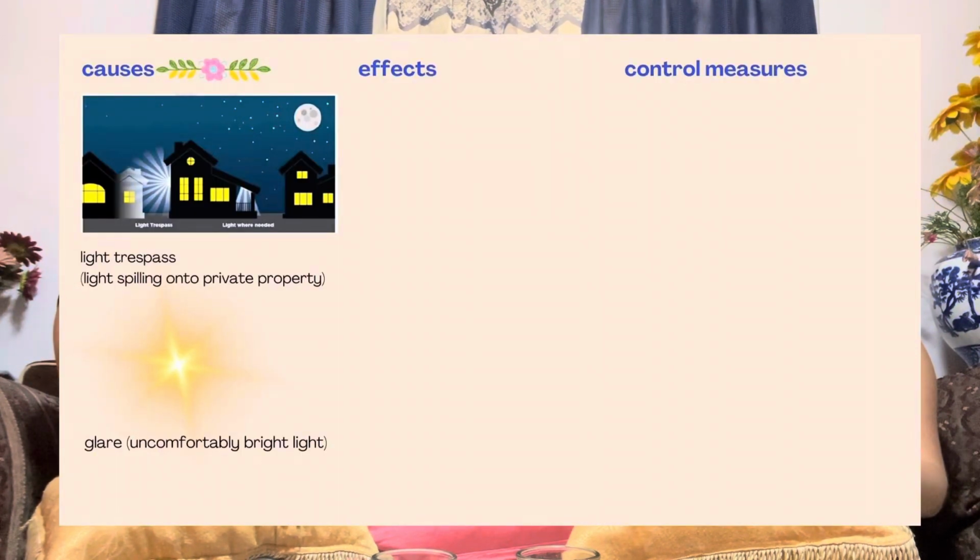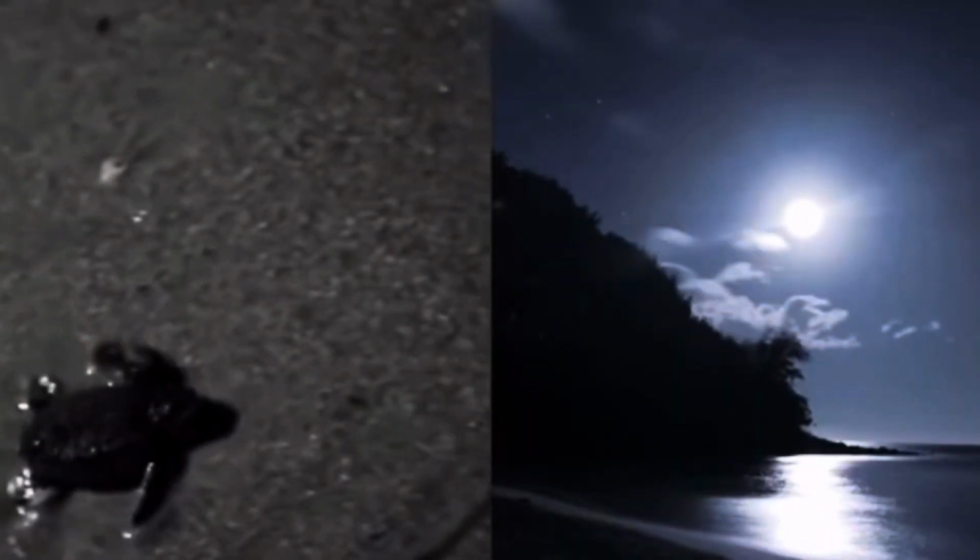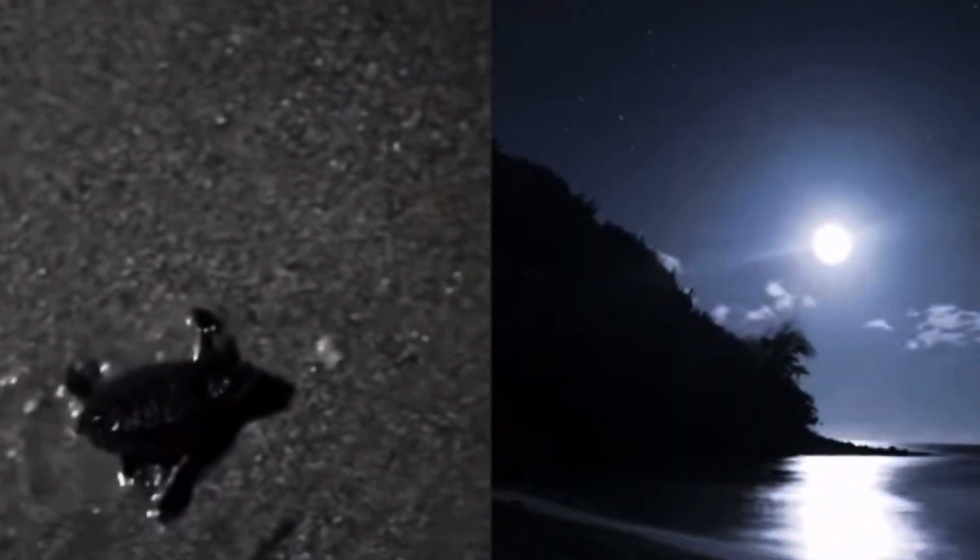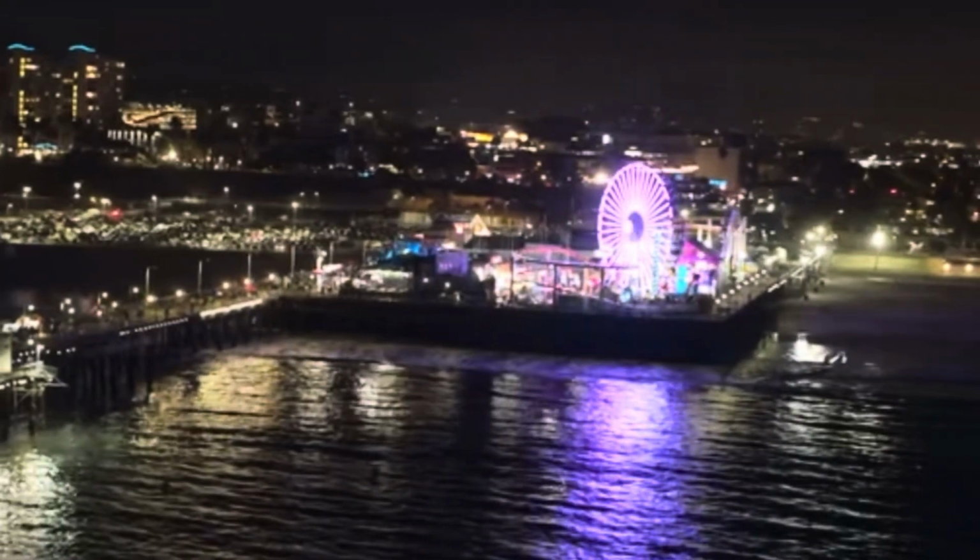Next cause is we have glare. Glare exacerbates light pollution by causing discomfort and reducing visibility in illuminated areas. This intense brightness can obscure details and hinder nighttime activities for both humans and wildlife. Additionally, glare from artificial lights can disrupt natural behaviors and migration patterns of nocturnal animals.